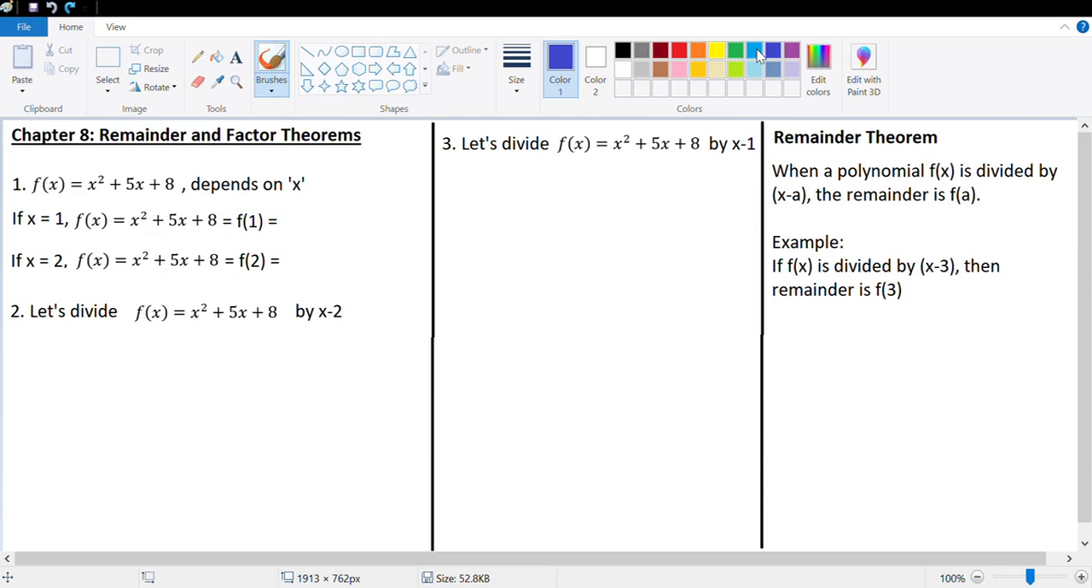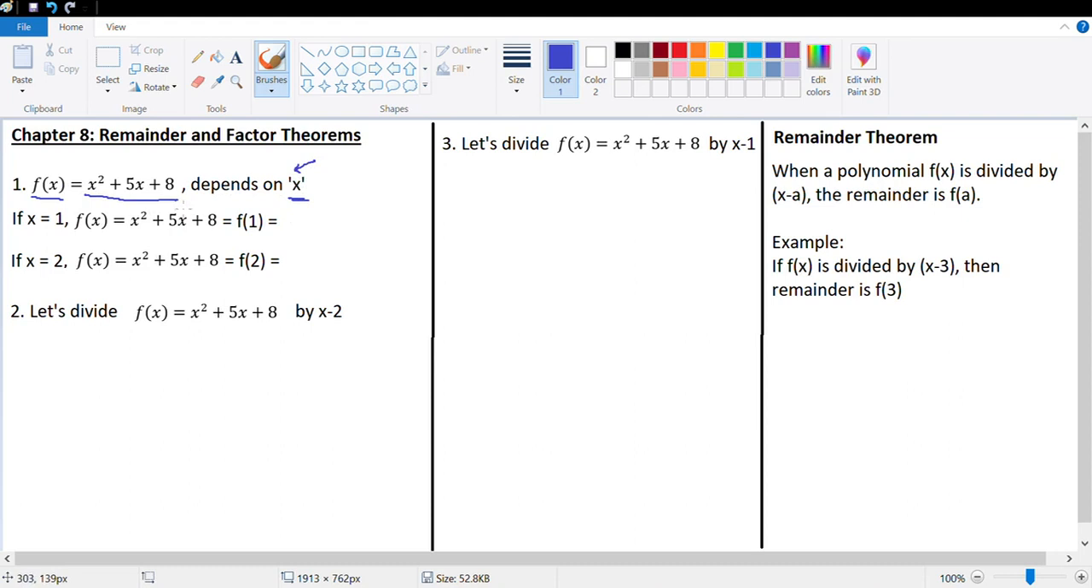So, let's say f(x), which is read as function of x, is equal to a polynomial which is x squared plus 5x plus 8. Why did I say function of x? Basically, it means that this polynomial depends on x. Why does it depend on x? Which means if I change the value of x, the value of this polynomial will change.